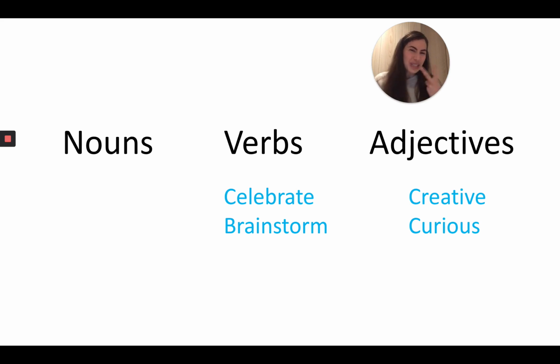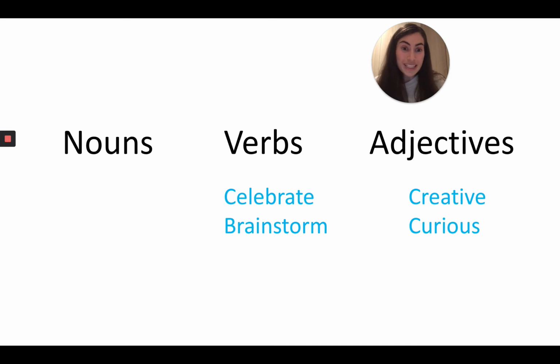Then you had 2 adjectives, 2 description words. The first one, creative. You describe someone as creative. The second one was curious. You also describe someone as curious. So those 2 are adjectives or description words.